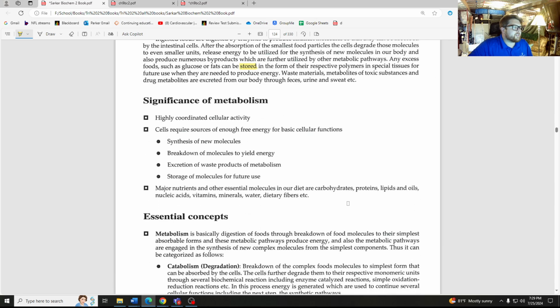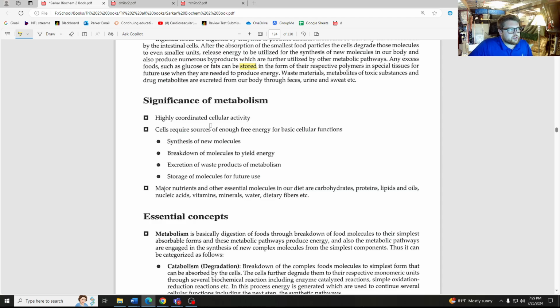So the significance: it's a highly coordinated cellular activity, meaning that if one thing kind of messes up in the whole process, it's not going to work properly. So it is well regulated, and our body makes sure that we take care of it, because it's very, very important that it runs smoothly.